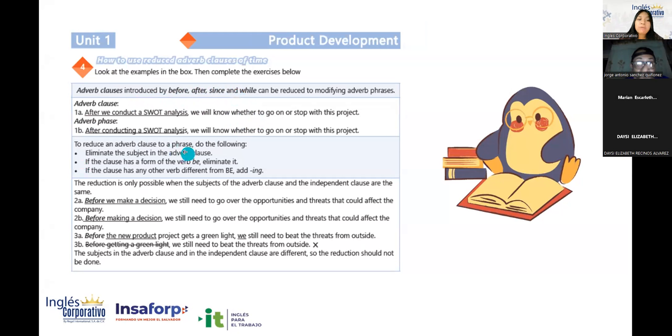To reduce an adverb clause to a phrase, we need to do the following, ¿sí? Tenemos que hacer lo siguiente. Primero que nada, para nosotros reducir una cláusula, George, tenemos que identificar las dos oraciones. A una cláusula le decimos oración, ¿ok? Entonces, por ejemplo, en esta 2A dice, before we make a decision, comma, we still need to go over the opportunities and threats that could affect the company. Tenemos una oración bien larga. Tenemos dos cláusulas. ¿Por qué? Porque tenemos la primera oración y la segunda oración. ¿Por qué son dos oraciones? Porque ambas tienen un sujeto. Entonces son dos oraciones separadas, unidas por un adverbio de tiempo que es before.